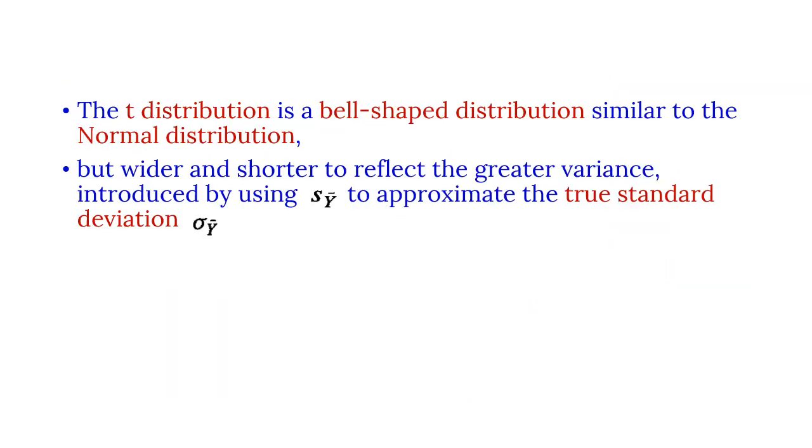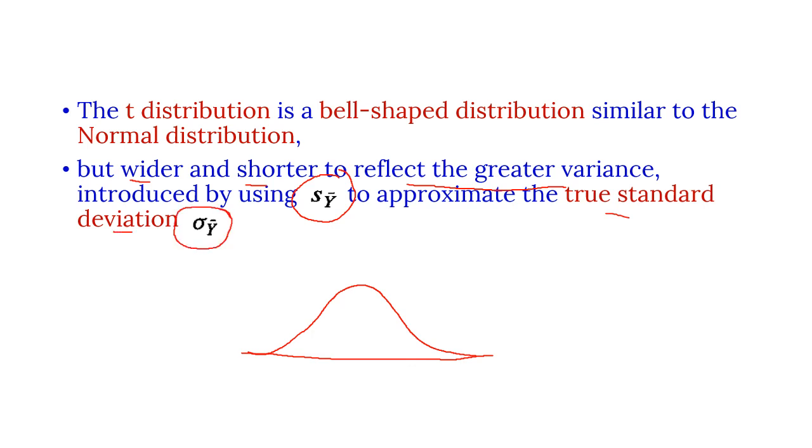Here the t distribution is a bell-shaped distribution similar to the normal distribution. So the t distribution will also look like a bell-shaped distribution just like the normal one. But the t distribution will be somewhat wider and shorter to reflect the greater variance, because we introduced this s y bar to approximate the true standard deviation sigma y bar. Hence the shape will be somewhat wider and shorter to reflect the greater variance.